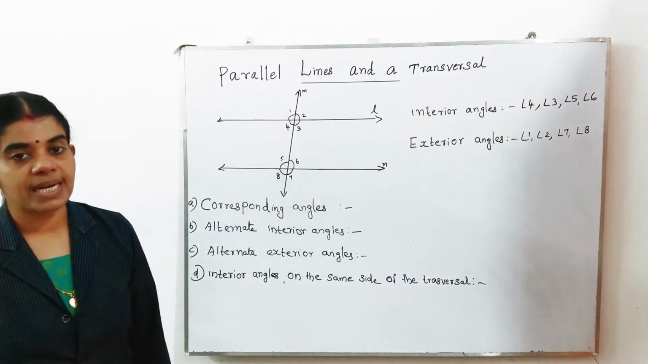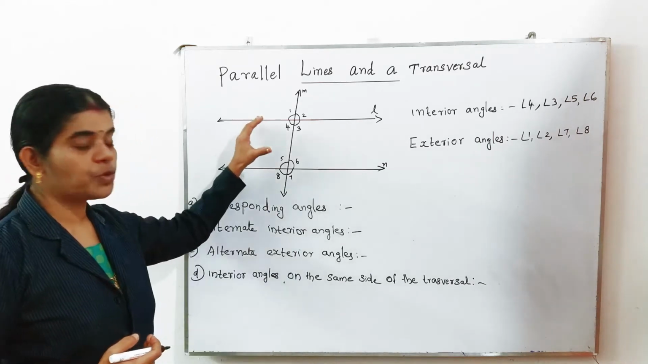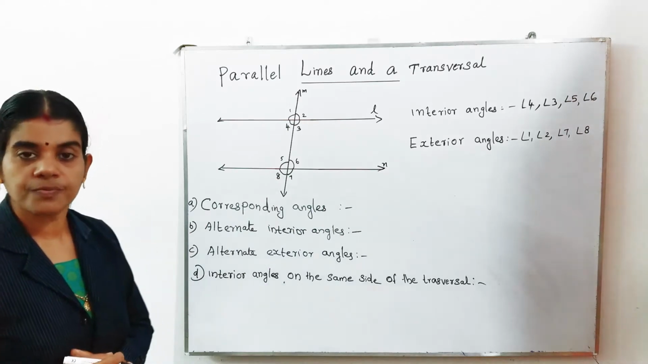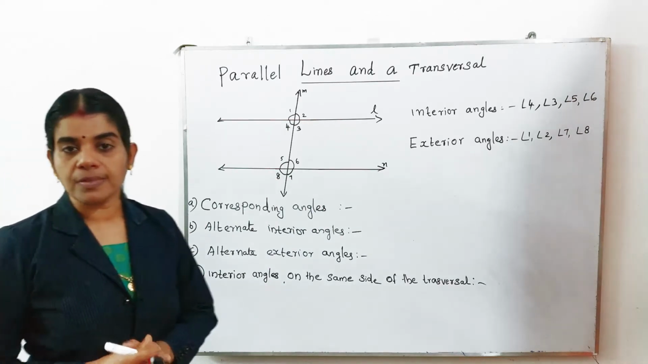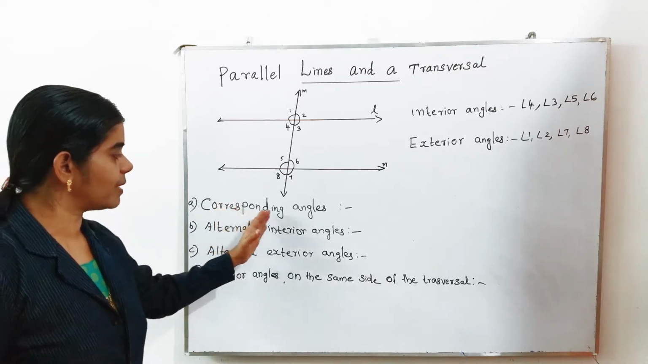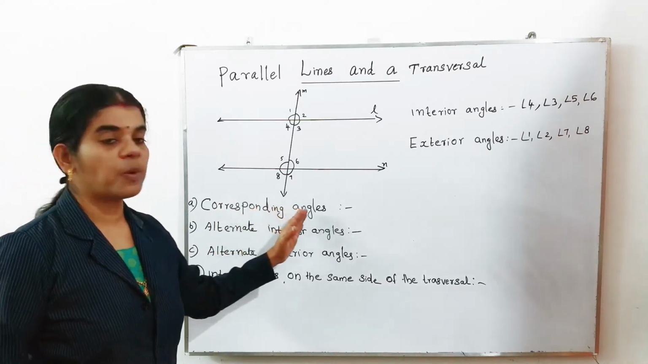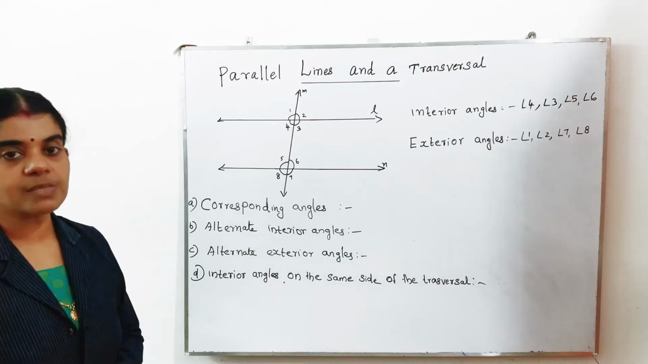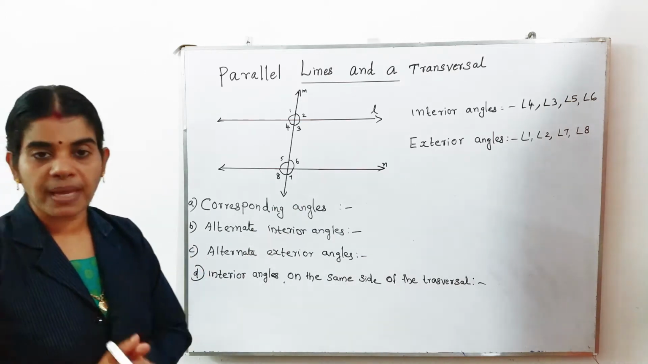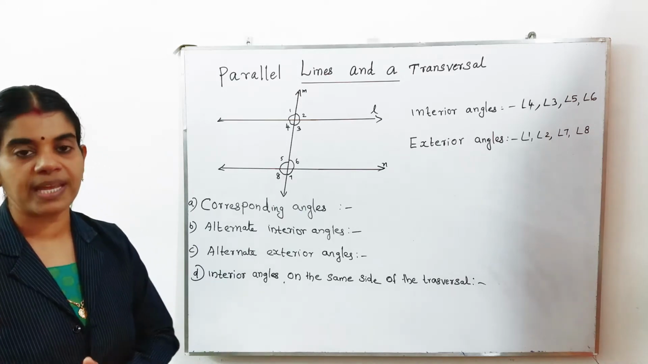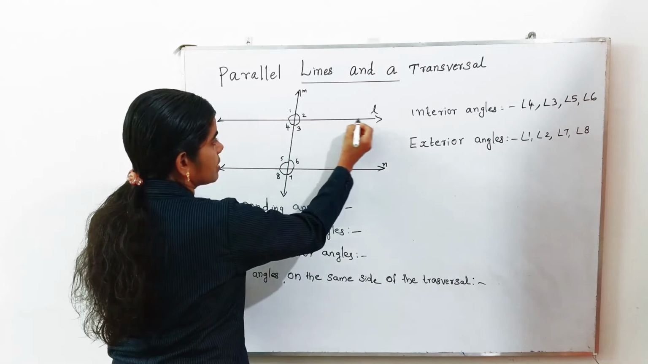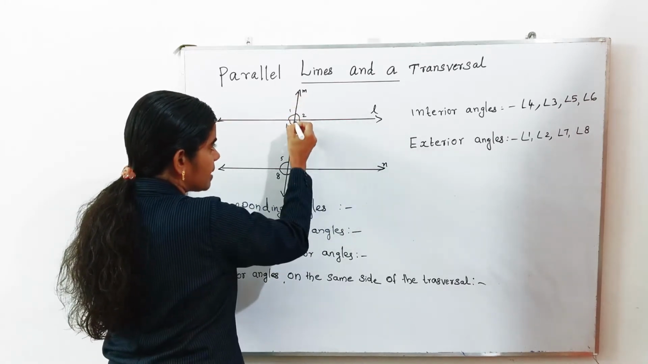Then you already studied in lower classes, if two parallel lines are cut by a transversal, some pairs of angles are formed. Which are those pairs of angles? Anybody knows? First one, I have written here, corresponding angles. What is meant by corresponding angles? We are saying these angles in pairs. Here are the parallel lines and they are cut by a transversal.